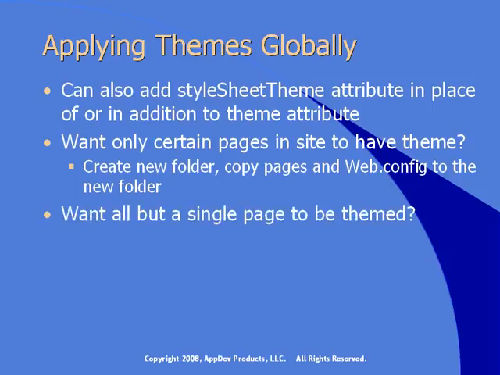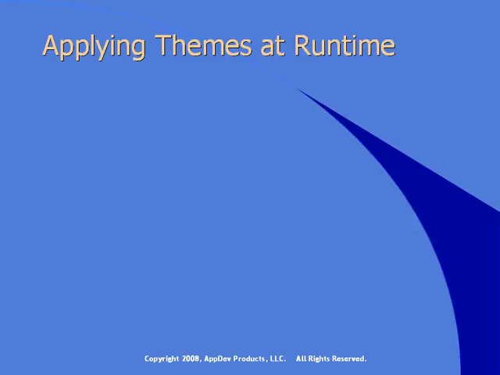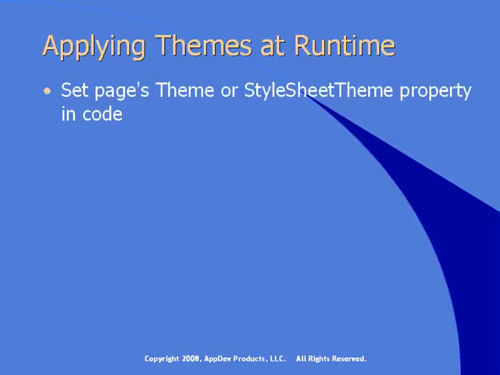And what if you want all but a single page to be themed? It's easy to turn off theming for a specific page. Just like you turned off Enable Theming on a particular control, you can add the Enable Theming attribute in the page directive for a page and set it to be false. And so for that particular page, there will be no theming. If you want to apply themes at runtime, you can set the page's Theme or Style Sheet theme property in code.